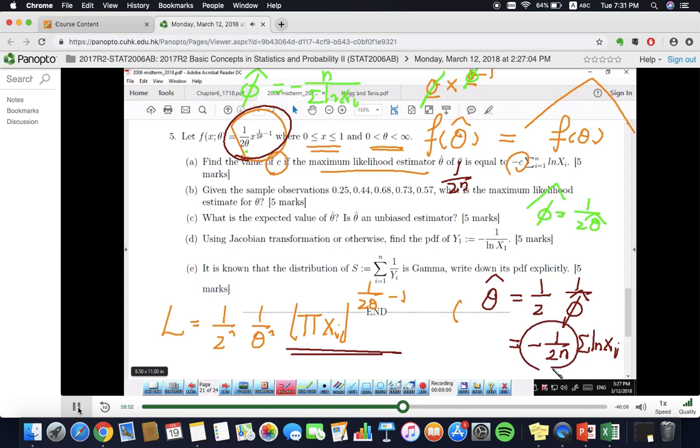All right. And now we have the data 1, 2, 3, 4, 5. So n is 5. You plug it in.